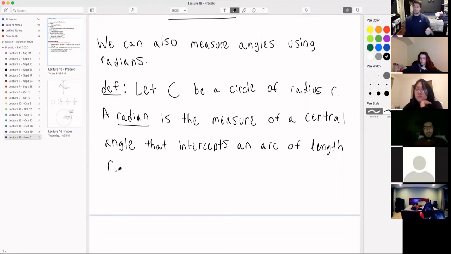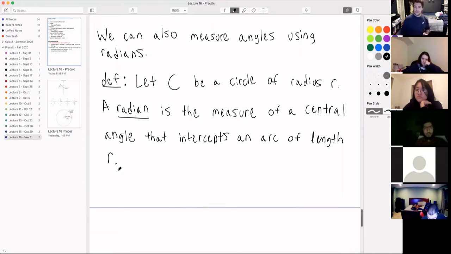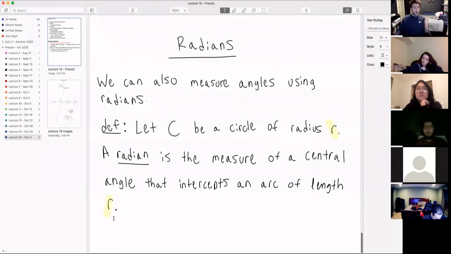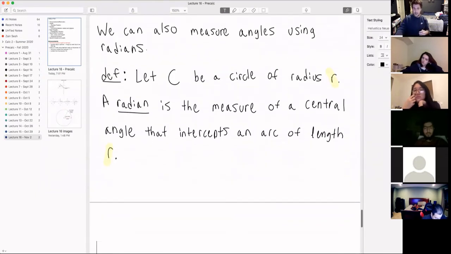When I first read this definition, it was kind of confusing. I didn't really know what this meant, so I'm going to show you a picture. When I saw this picture, it cleared everything up. But first, let me note the connection with this radius r. The circle has radius r, and the arc that the central angle intercepts has length r. That's important. Now let's look at the picture. I hope this will clear things up.